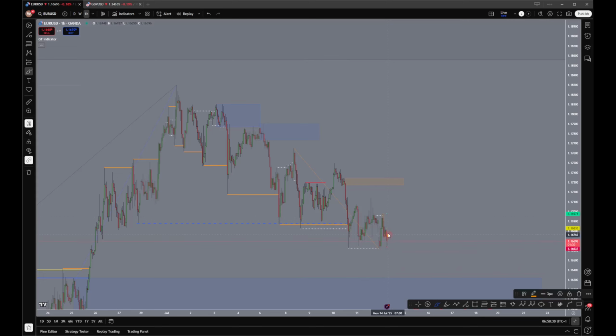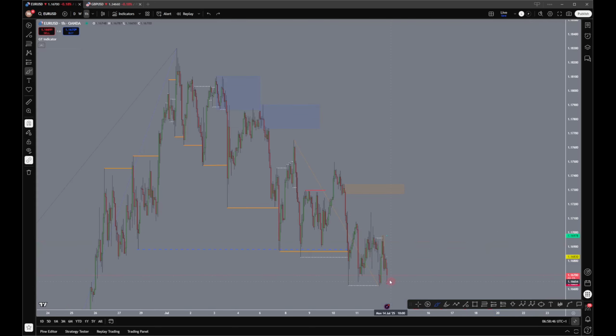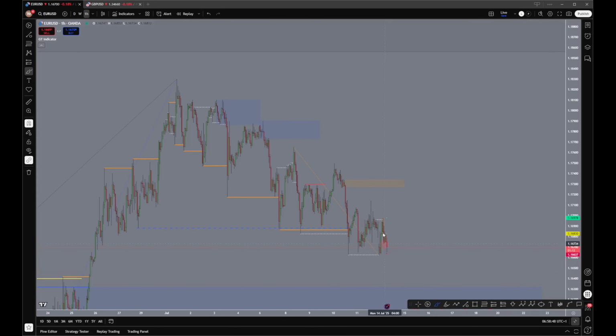So if we are going to have a pullback, we do have this area of supply that we can use, and that could be used to push us lower into this 4 hour supply, and then we'll see what happens from there. If we do continue to break these lows from here, then we do have this hourly supply, which will become valid once we break these lows. So if we do break these lows, then we could pop into this supply and then continue to go lower.